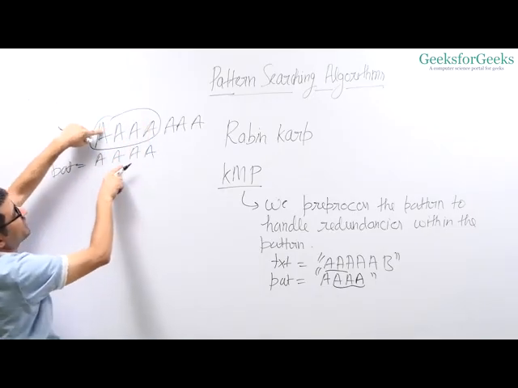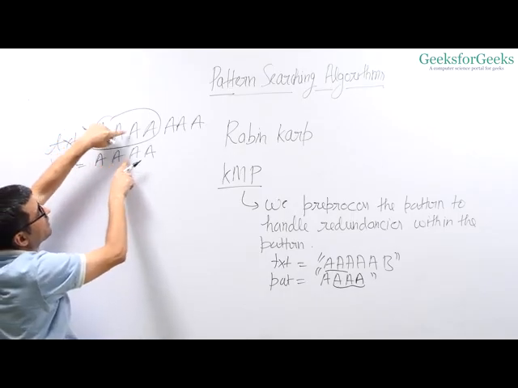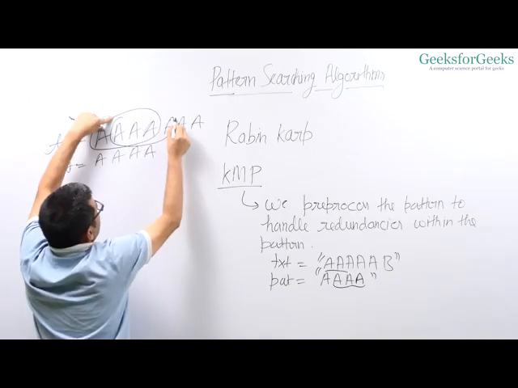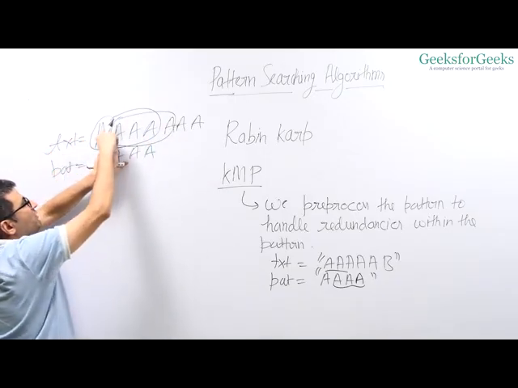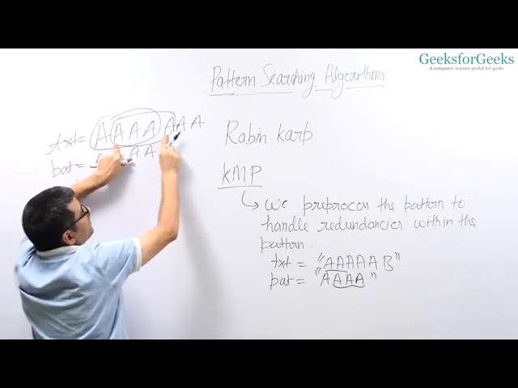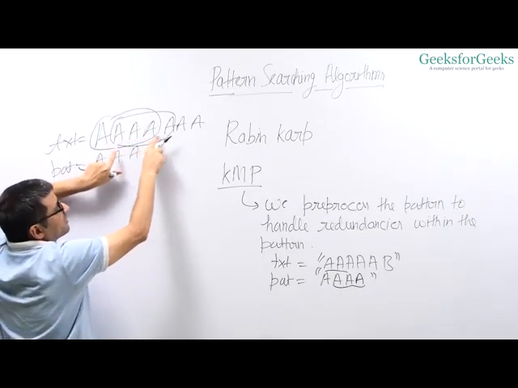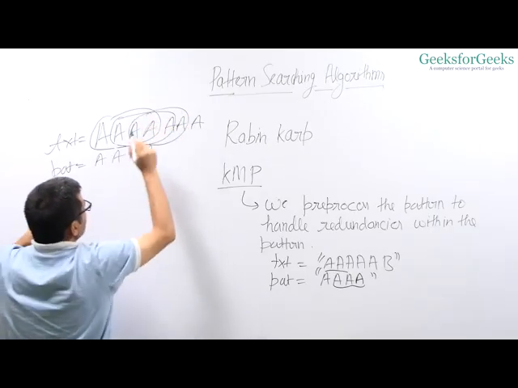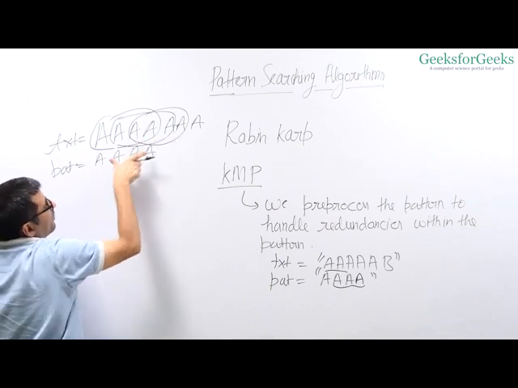I match the hash functions, they're matching. So I start matching individual characters. They match. I go to the next window. I compute the hash function of this window using the hash function of the previous window. It is again matching, so I compare individual characters. Now I compute the hash function of the next window. Again the hash functions match, and I compare the individual 4 characters.